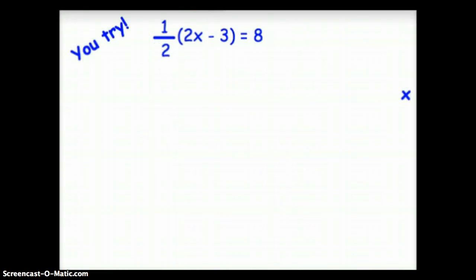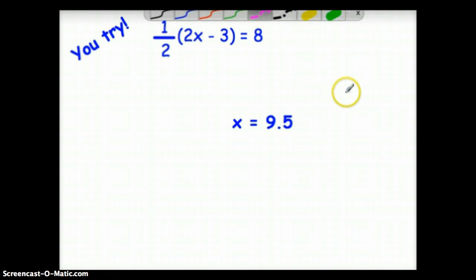Pause the video and try this one. Did you get x equals 9.5? If you did, give yourself a swirly dotted line.